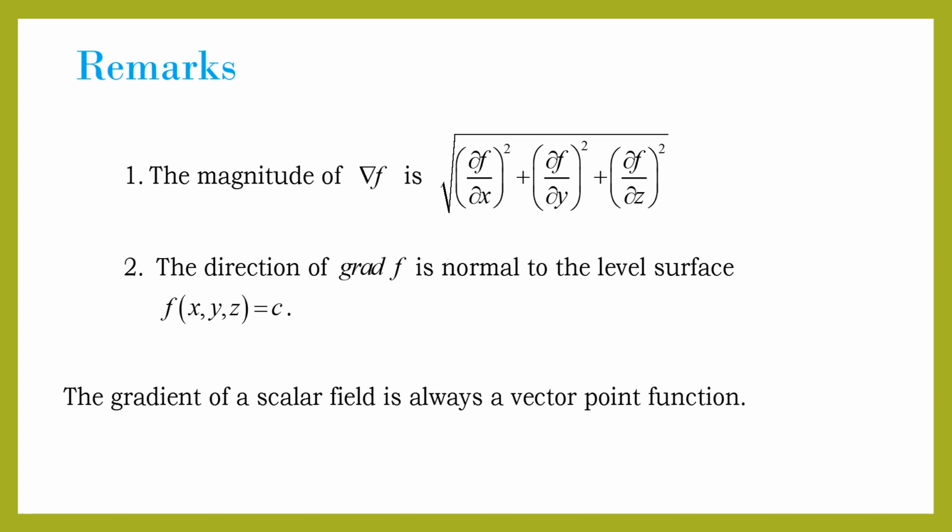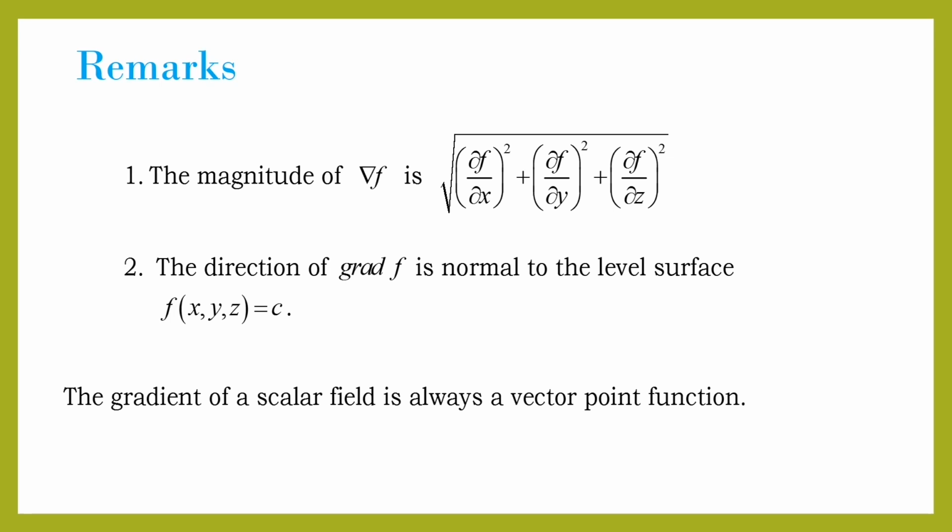We must remember one point. The gradient of a scalar point function is always a vector field. So, if I want to call del f a vector field, I have to assign a magnitude and a direction to del f. Then only I can call it a vector. So, what is its direction? What is the magnitude of del f? Let us see.